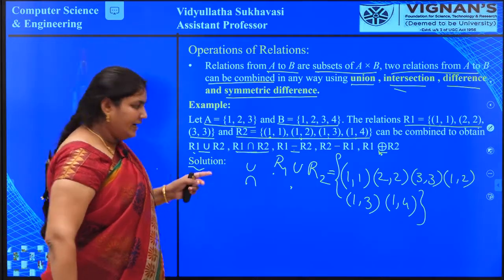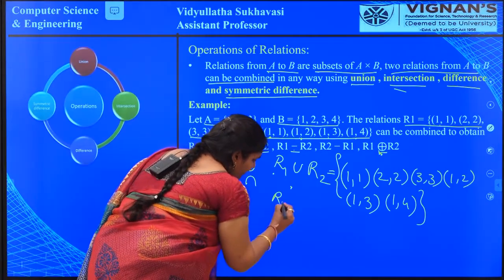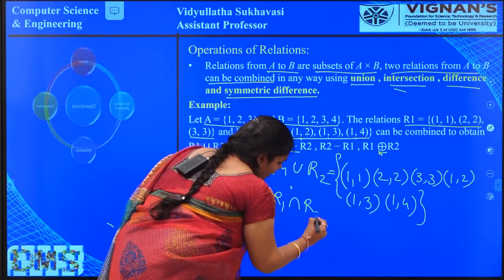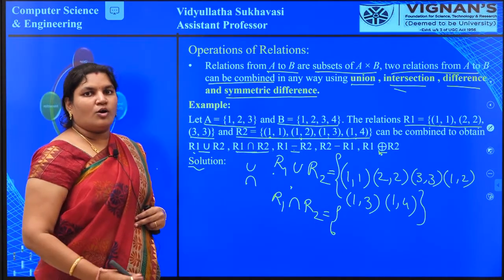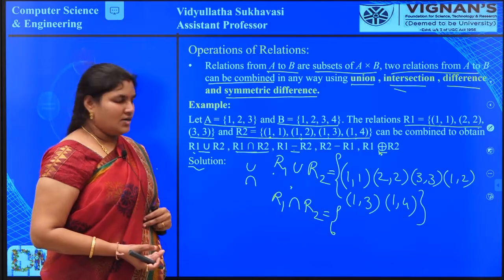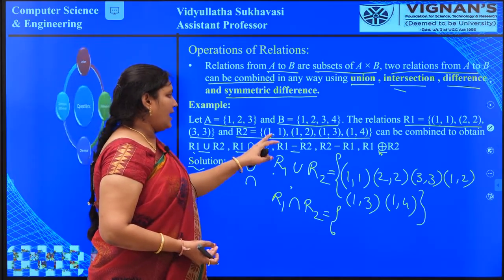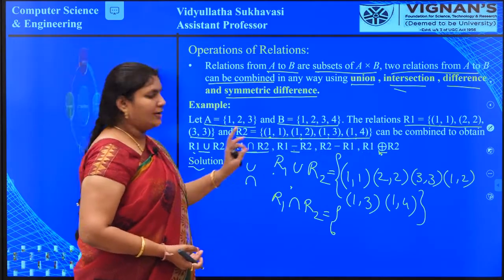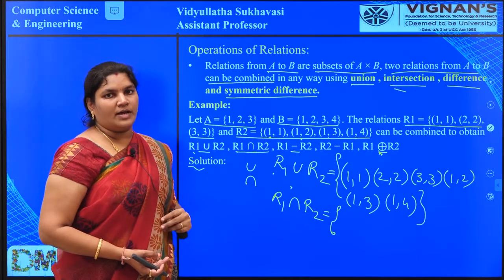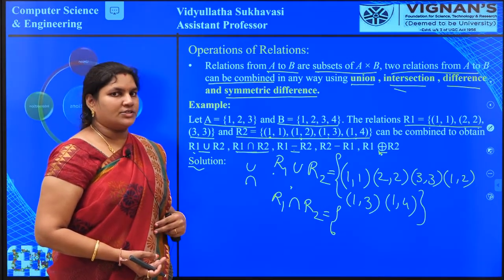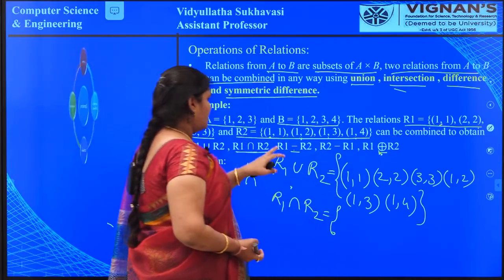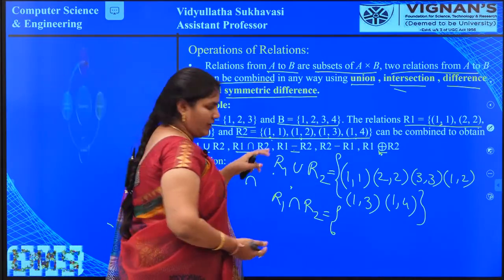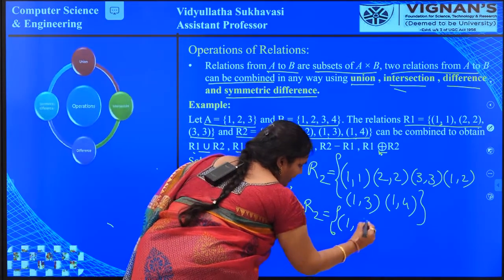We are going to find the intersection, that is R1 intersection R2. How are we going to find R1 intersection R2? The common elements we are going to consider. So what are the common ordered pairs we have in both R1 and R2? Only those elements we are going to consider in the intersection operation. Here the 1, 1 ordered pair is there, and in R2 also we have 1, 1. So we will consider that ordered pair.